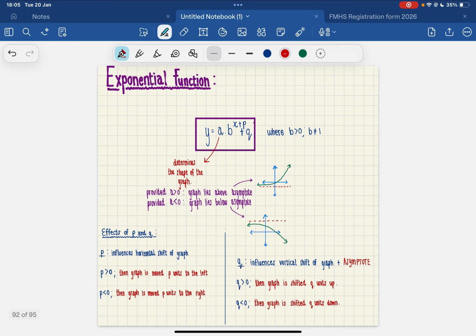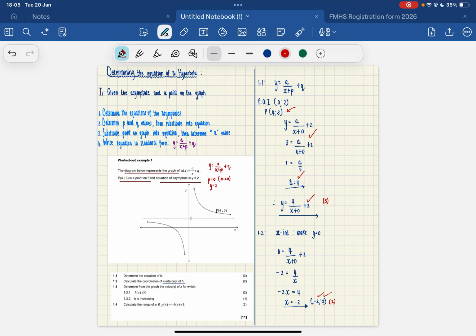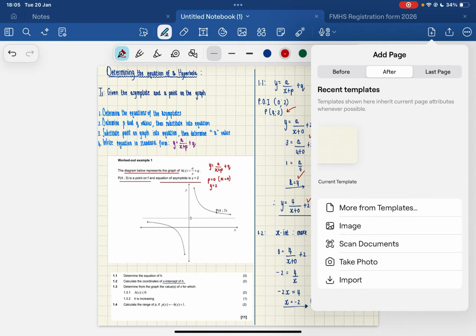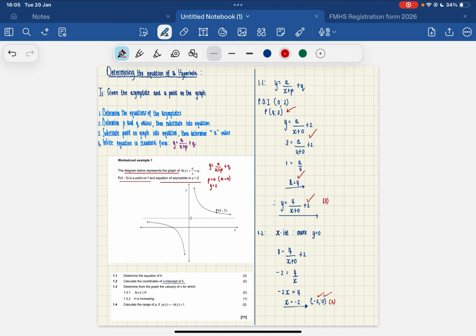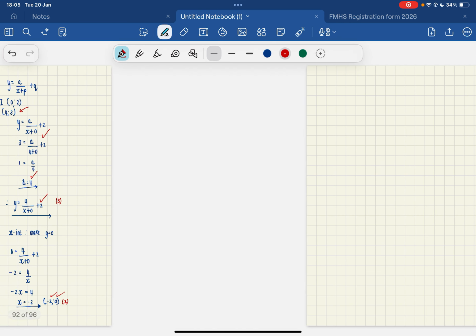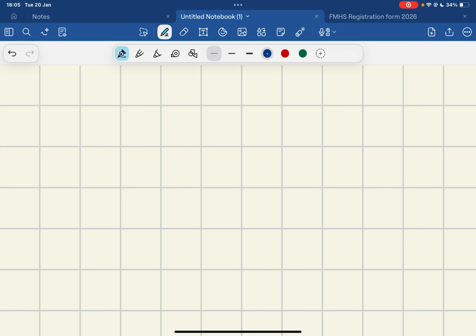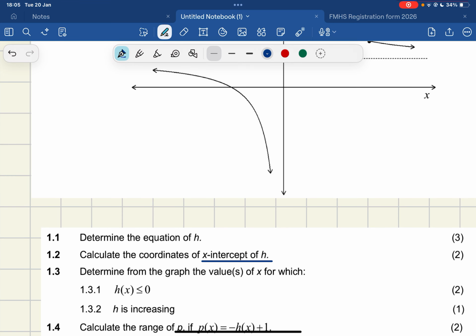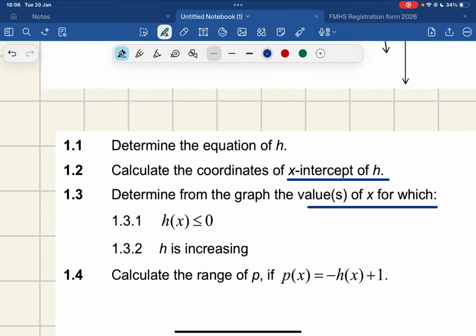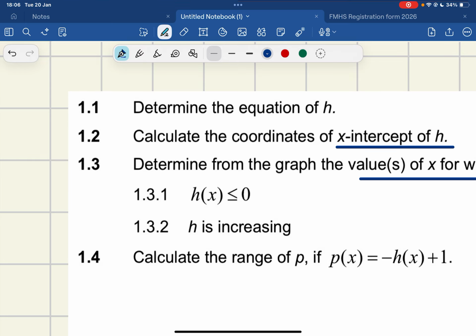Now, boys and girls, I want us to just quickly add another paper here. I'm adding a paper. Perfect. I added a paper. So from there, let's quickly go to question 1.3. 1.3.1. It says, determine the values of x for which h of x is less than or equal to 0.